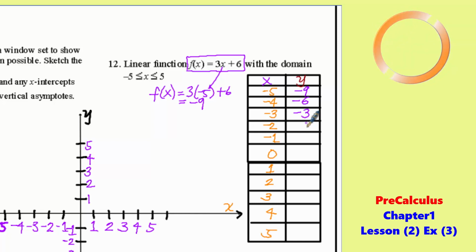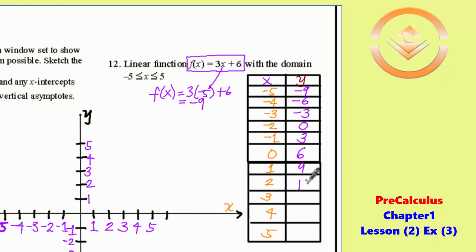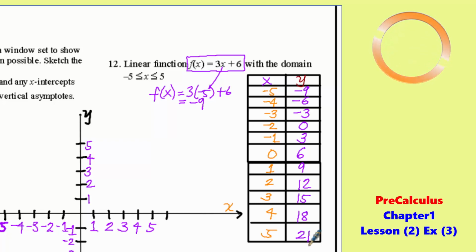So probably this would be 0. If negative 2, that's 0. If negative 1, that would be 3, 6, 9, 12, 15, 18, and 21.